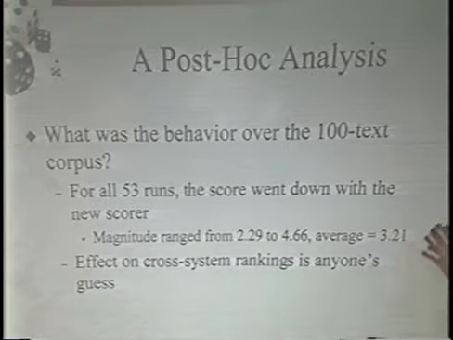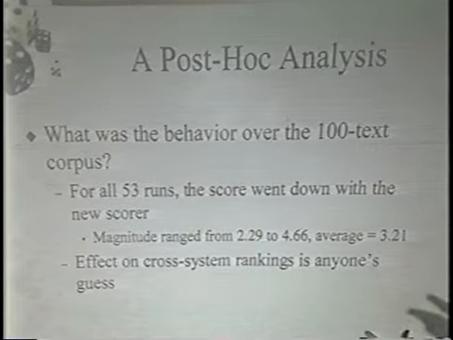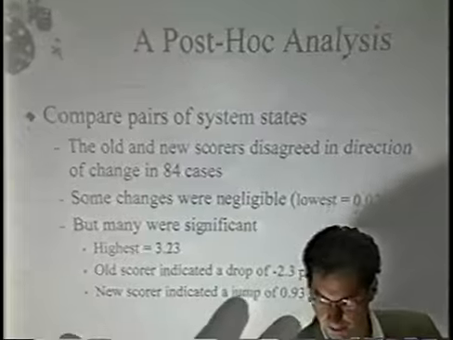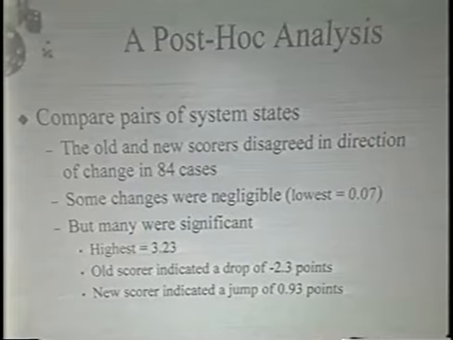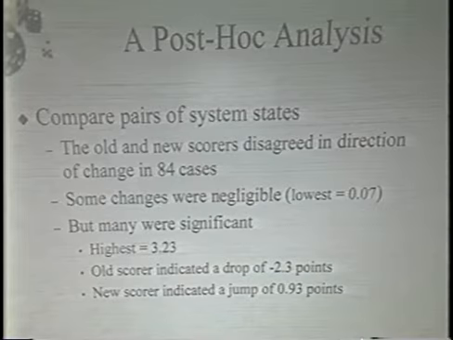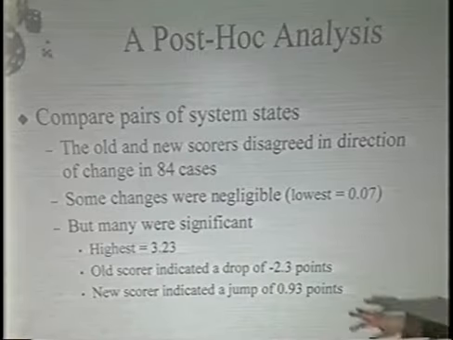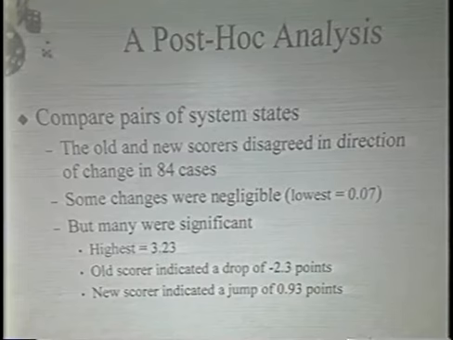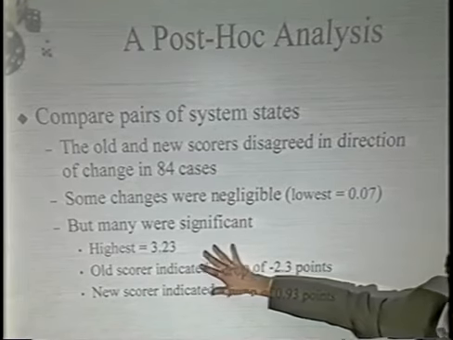How this actually would have affected the ordering of the results between sites in MUC is anybody's guess, and you can't recreate it because you can't recreate the process of where people would have done their development, being guided by this new scoring criteria. Between the system states, though, over the whole 100 texts, we did get this behavior where one scorer would tell you that your score went up and the other would tell you it went down, or vice versa. It happened in 84 of the cases, or about 6% of these 1,378 cases. Some cases were very small, but others were quite significant.